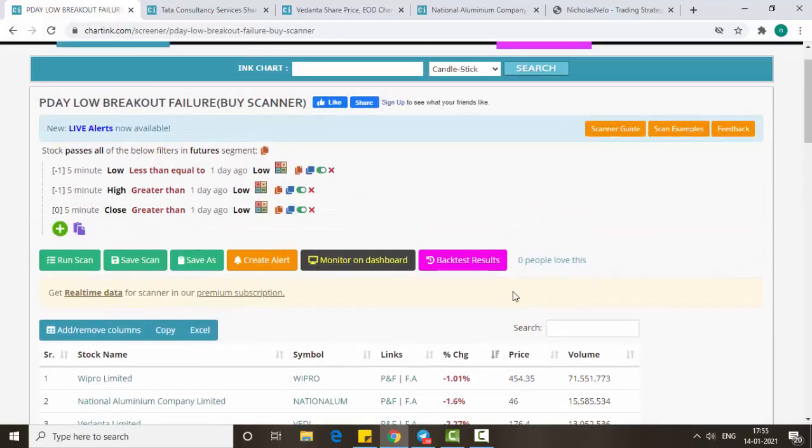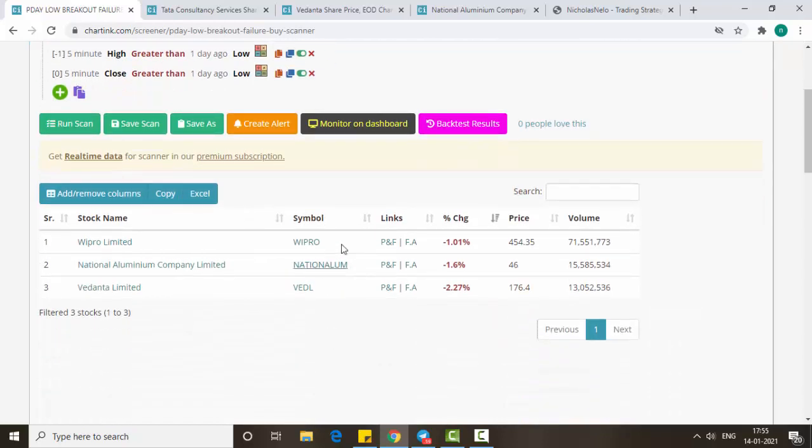Okay, so this is very simple. I will explain in a second. First 5 means low less than or equal to 1 day ago low, and minus 1 5 greater than 1 day low, and 0 means latest 5 minutes close greater than 1 day low. And once you create this scanner, just run it in the live market. So whatever stocks are low breakout failure, that means buy, you can get the signal like this. So you can buy at the current market price and place stop loss below the recent low.